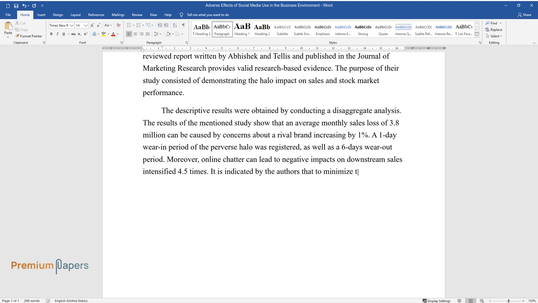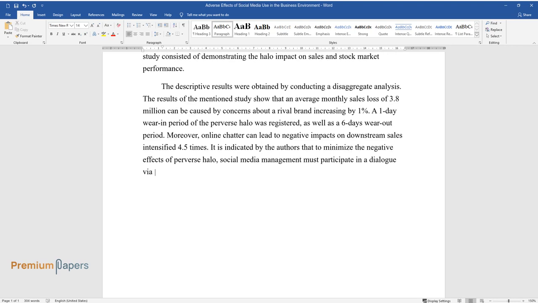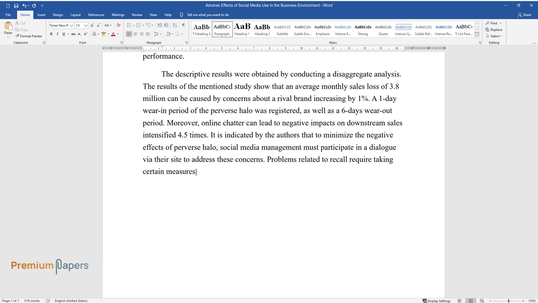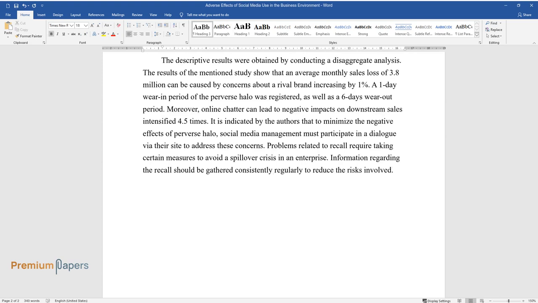It is indicated by the authors that to minimize the negative effects of perverse halo, social media management must participate in a dialogue via their site to address these concerns. Problems related to recall require taking certain measures to avoid a spillover crisis in an enterprise. Information regarding the recall should be gathered consistently and regularly to reduce the risks involved.